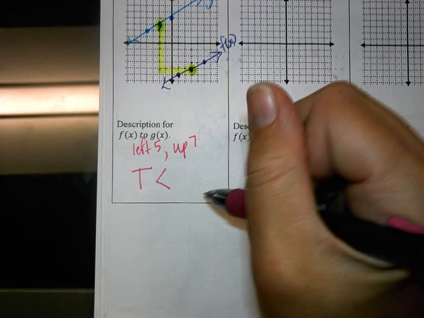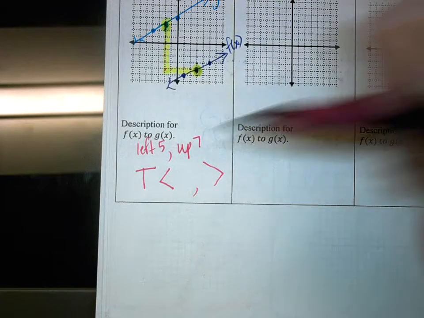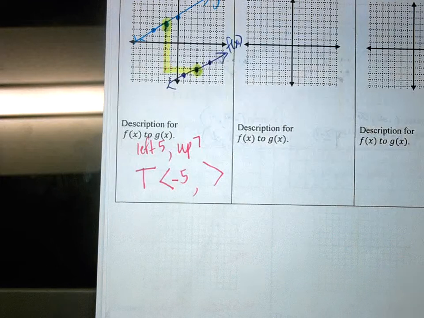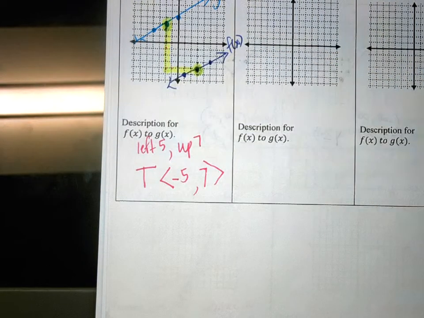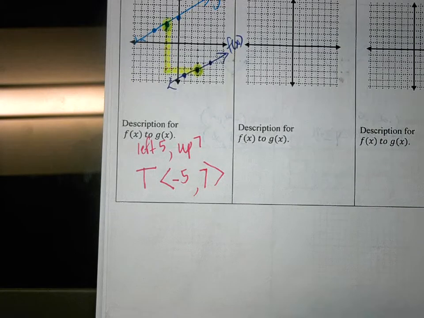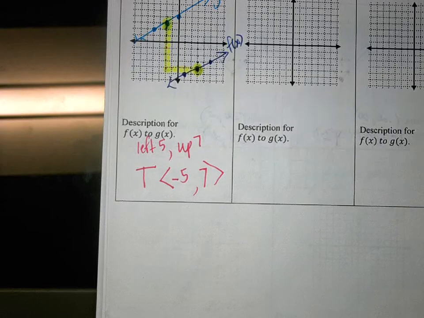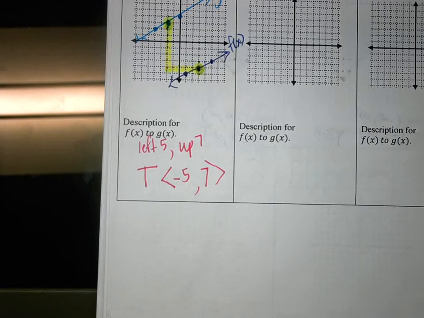You know how when you have ordered pairs, the x part is first. So right and left is your x part. So that would be -5 because left is negative. And then on the y part, it would be a +7 for going up 7. So that's just another notation. But if you just write left 5, up 7, that works. Any questions on this before we move on?